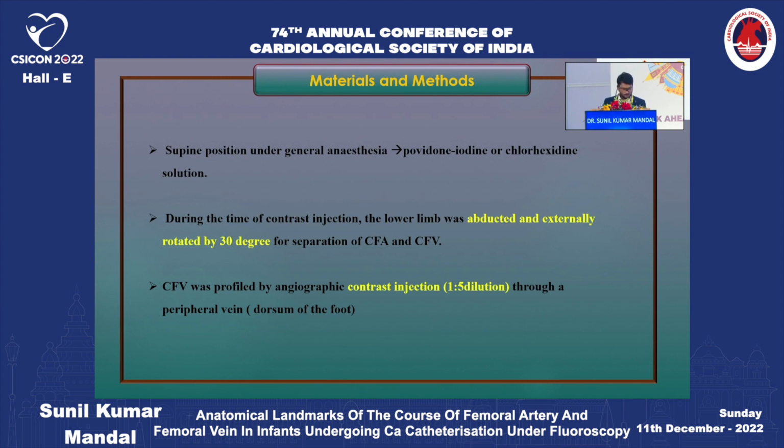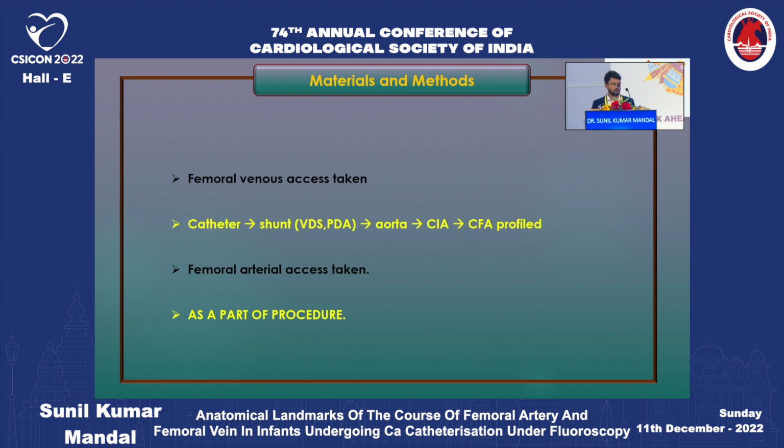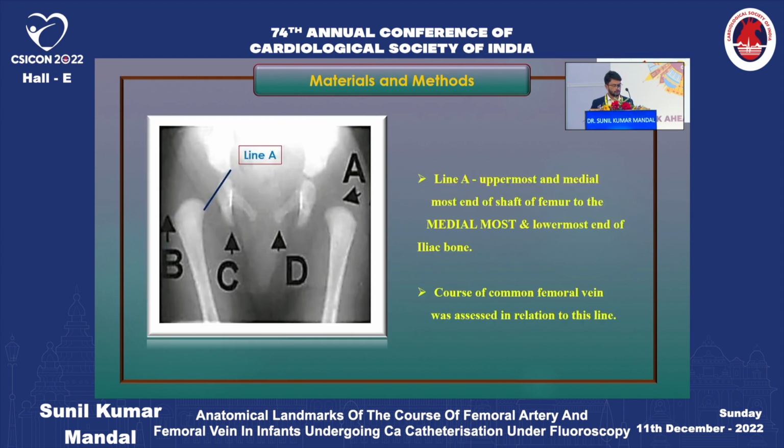For the contrast injection for profiling the common femoral vein, we injected through a peripheral vein and profiled the common femoral vein first. Then we punctured the common femoral vein, took the catheter and crossed to the arterial side, went up to the common iliac artery, and the common iliac artery was profiled. Then the arterial puncture or access was taken. One thing should be emphasized: we did not recruit infants especially for this procedure. We did this analysis in all those patients in whom we were already doing the procedure, so there was no specific recruitment.